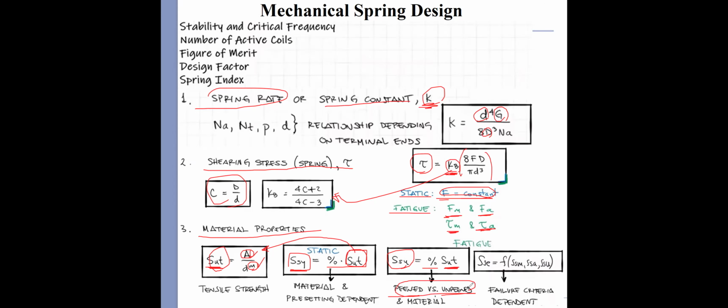Because of the fatigue loading, the cyclic loading applied, we have to take into account the SSE, which is the shear endurance limit, a function of SSM, SSA, and SSU. SSM represents the shear mean stress, and SSA represents the alternating shear stress, and so on.